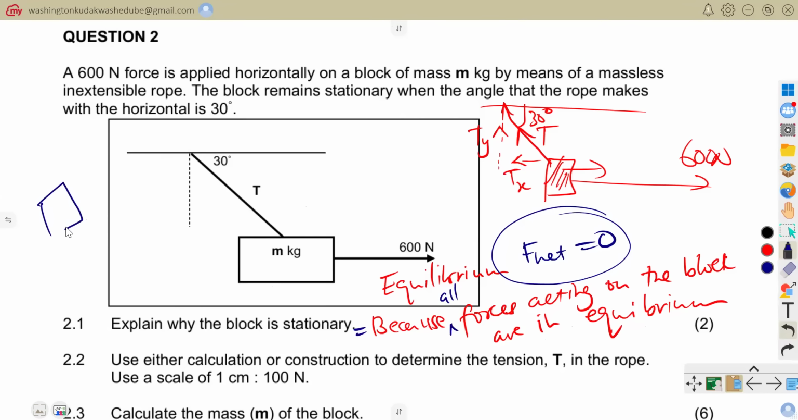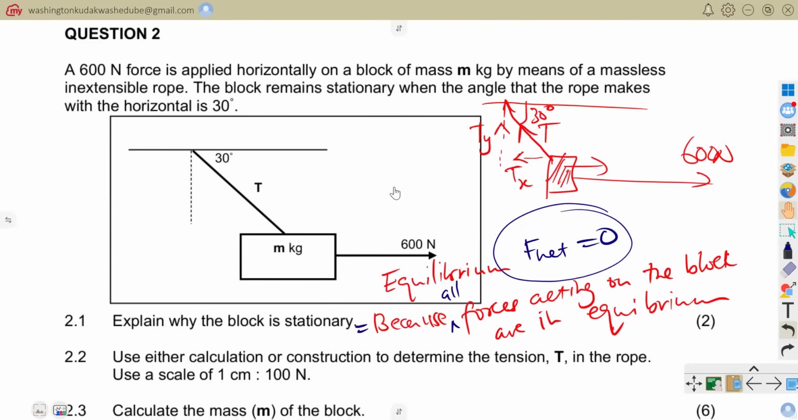As long as we have got a stationary object, whenever we have got an object at rest, it simply means that F net is equal to zero because there's no acceleration there. It simply means that all the forces that are acting on the block sum to zero. That is where we are saying all the forces are in equilibrium. That is what it means. Whenever an object is stationary, it simply means that that object is in equilibrium.